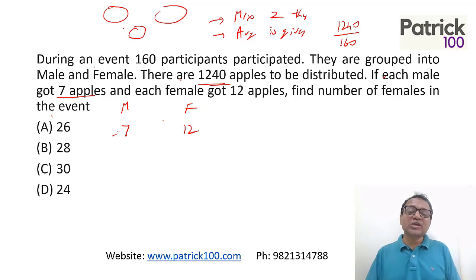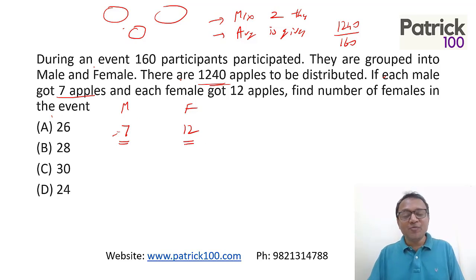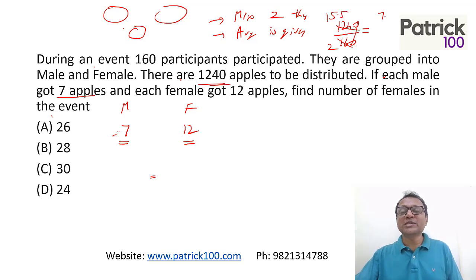Now remember, when you do allegation, all the 3 units have to be the same. Now this is for per person, per male. This is for per female, per person. So the average also has to be for per person. So you divide 1240 by 160 and try to solve. So 8 2s are 16, 8 1s are 8, 15.5. Which if you solve 15.5 divided by 2 will give you 7.75. So average is 7.75.